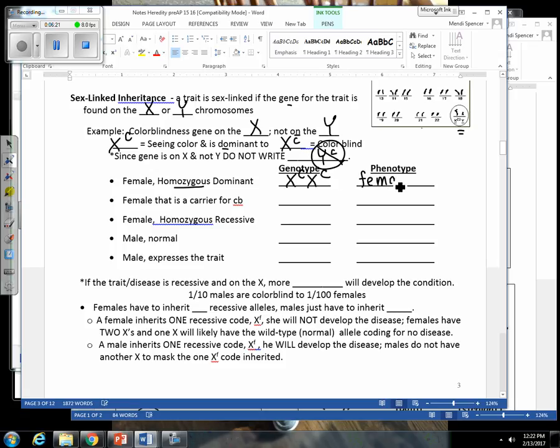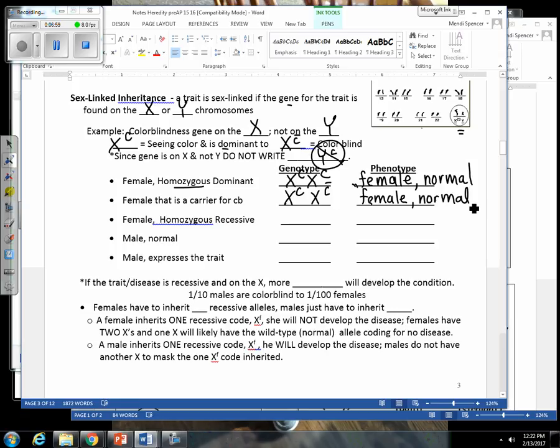For phenotype, we have to write female, and then normal for normal eyesight. When you have sex-linked traits, you don't just write normal and colorblind. Since it's related to sex, you have to indicate the sex as well as the trait. A female that is a carrier for color blindness, and carrier is just another way to say heterozygous for a trait, has a code to see normal, but she also carries the code to be colorblind. So this would be female, normal eyesight, because we said that normal is dominant to color blindness.